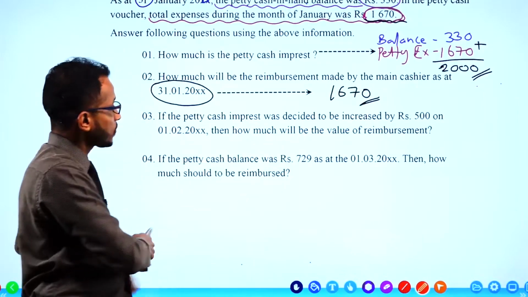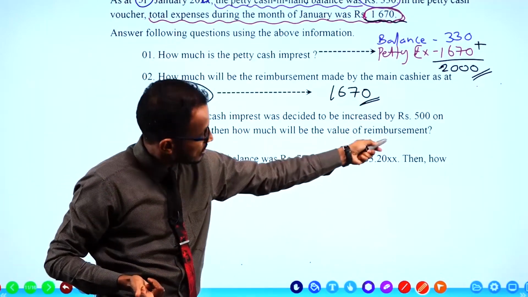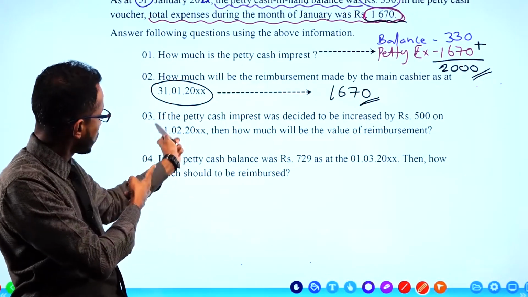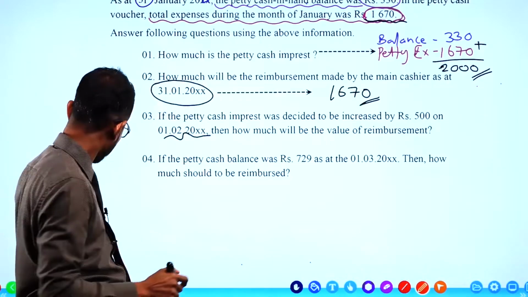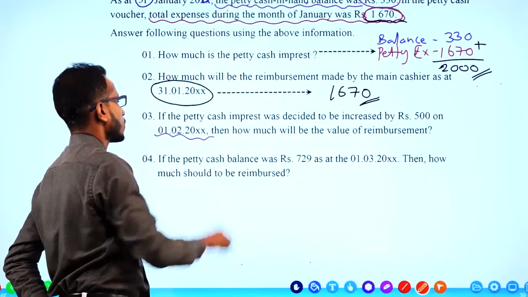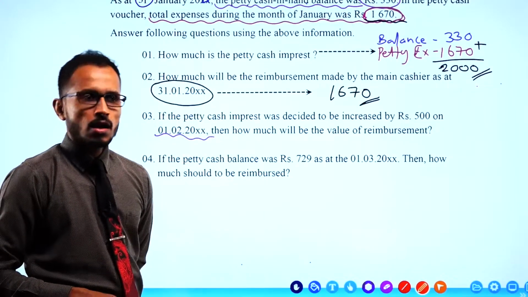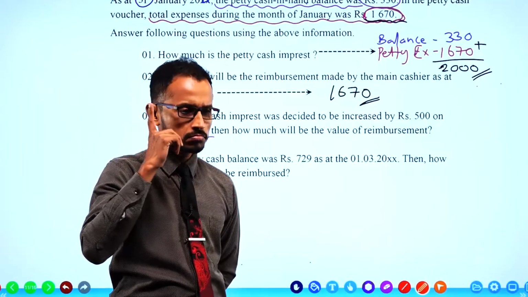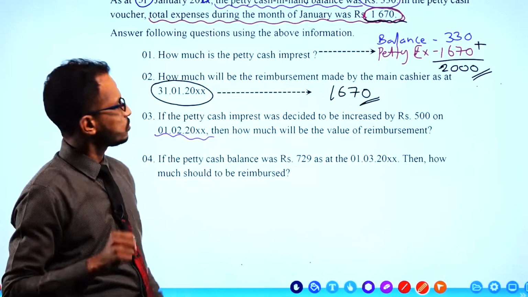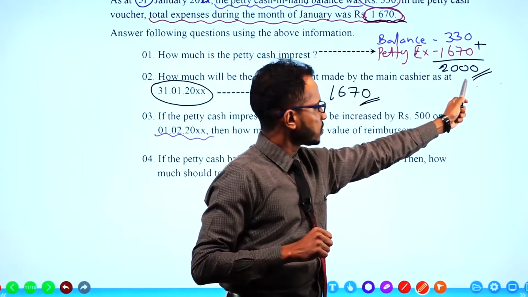Now we are down to the third one, and the third one is asking you what? If the petty cash imprest was decided to be increased by 500 on 1st February, that is the next month, then how much will be the value of reimbursement? Well, now you start thinking. The original imprest value is 2,000.